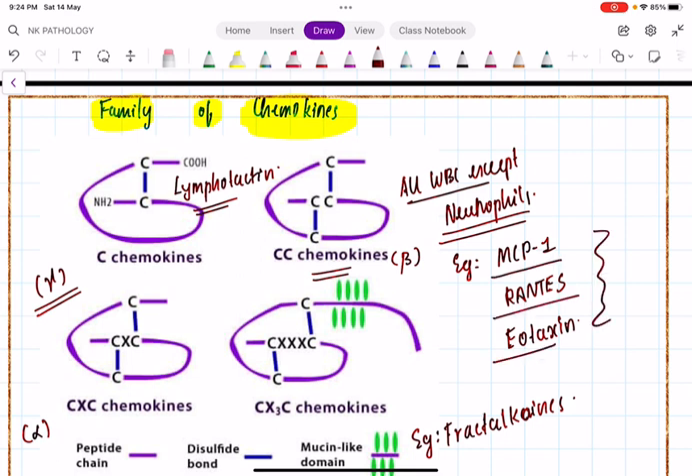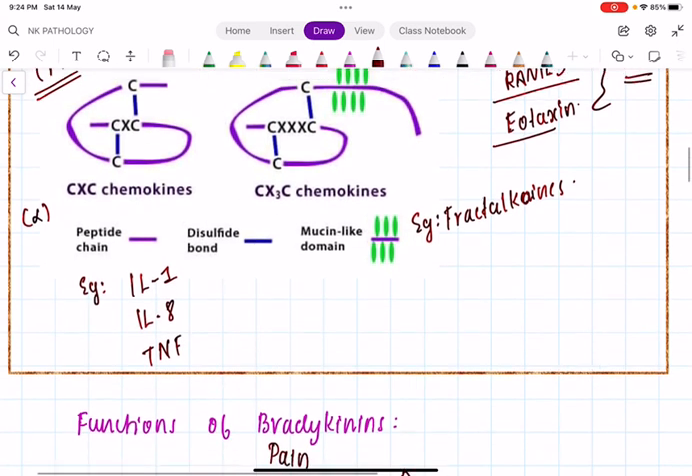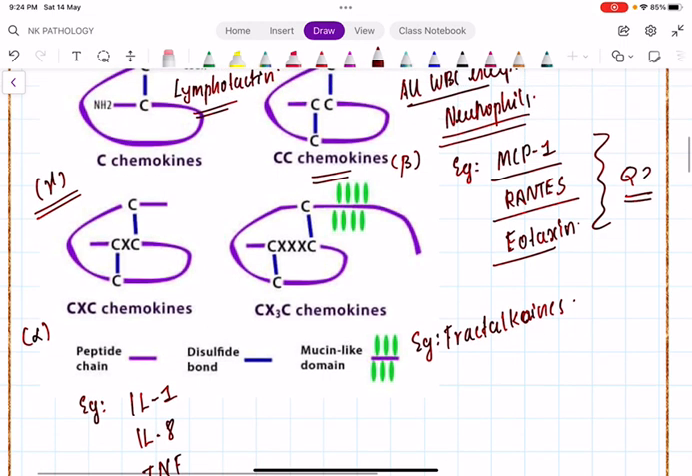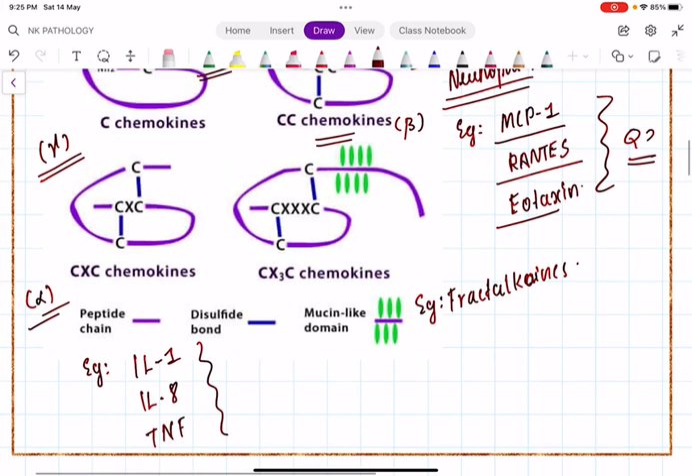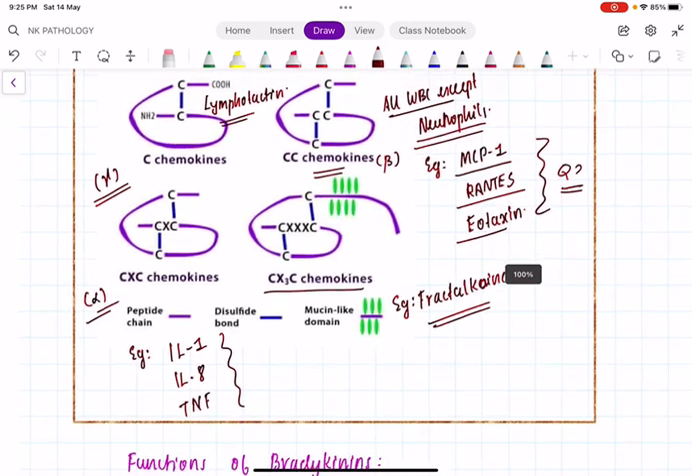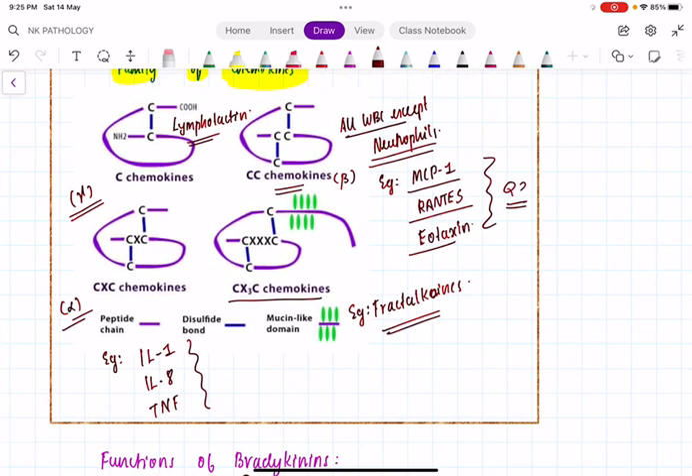All these are potential MCQ questions. You should remember this: MCP1, RANTES and eotaxin. Then we have CXC chemokine. Here 2 cysteine residues are separated by 1 amino acid. They are also called alpha chemokines. Examples are interleukin 8 and others. Then we have CX3C. Here 2 cysteine residues are separated by 3 amino acids. Examples are fractalkine. So please remember, we have alpha, beta and gamma chemokines.